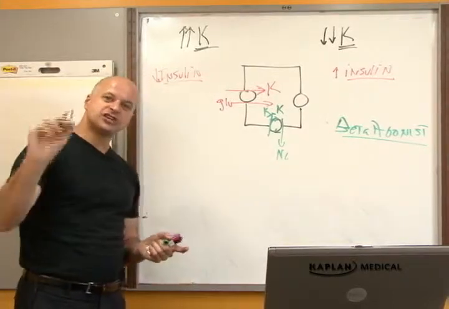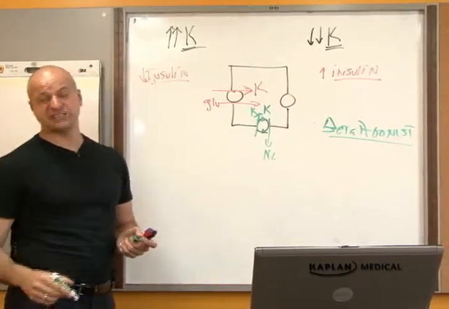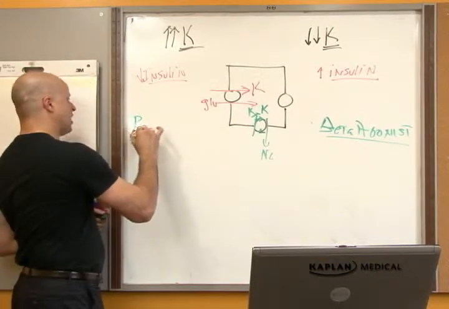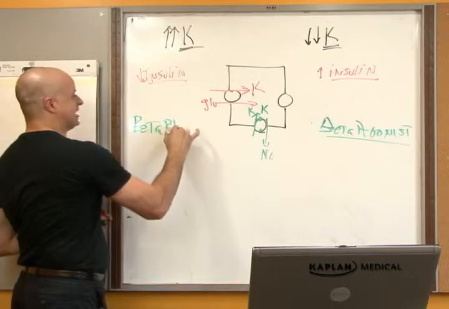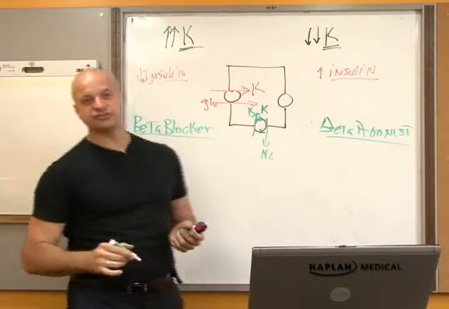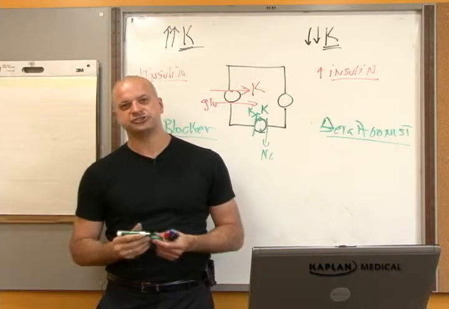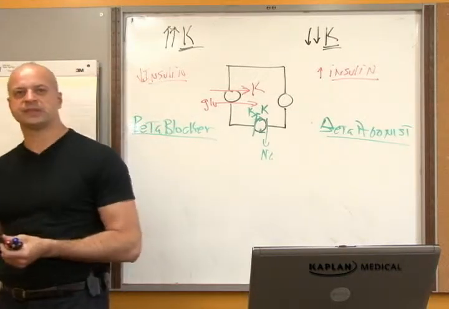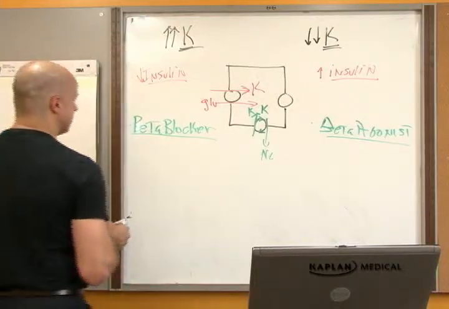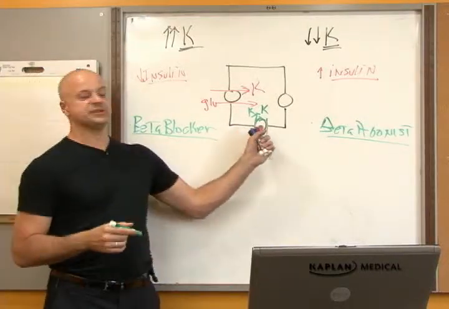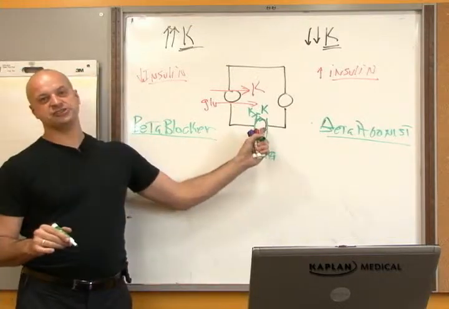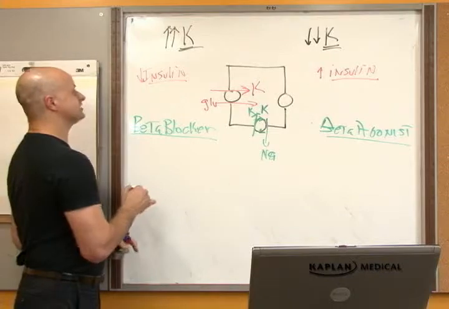If you increase the action of the sodium-potassium ATPase, you drive potassium into cells. If you block the sodium-potassium ATPase, the potassium builds up outside the cells.